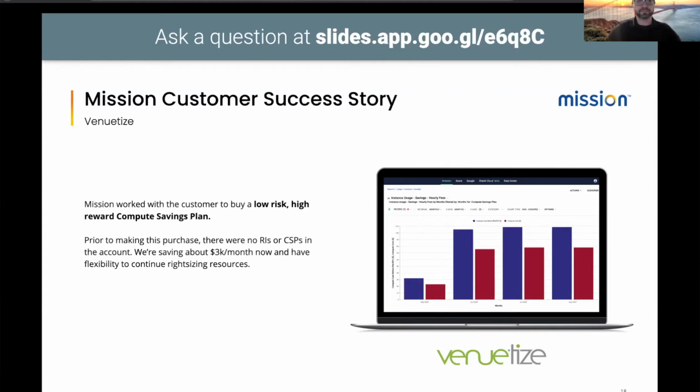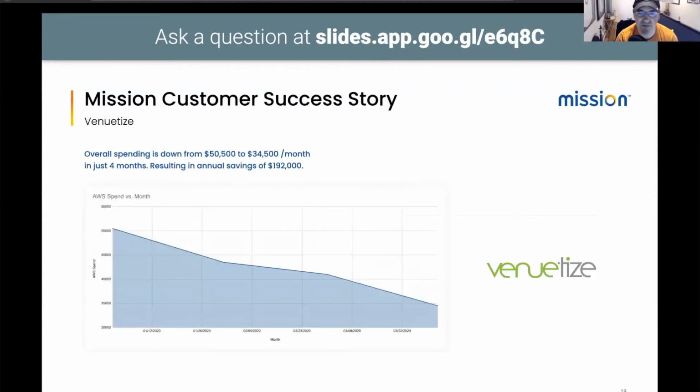Yep. So this is what their spend looked like over a 4-month period. We brought their costs down from about $50,000 a month down to $34,000 a month. So it's about $16K a month in savings. Annually, that was $192,000 a year. That let this customer keep the lights on. It let them not have to let go of people. It was a huge win for them and for us.